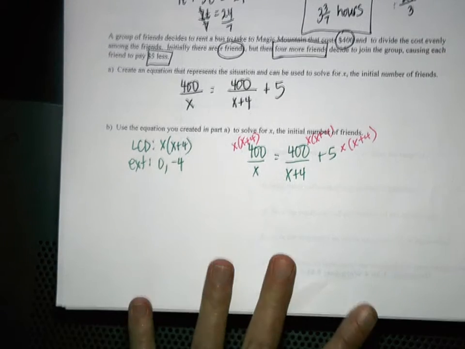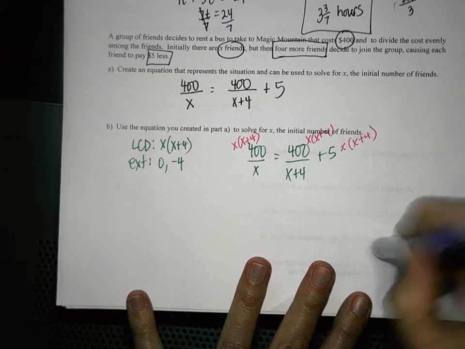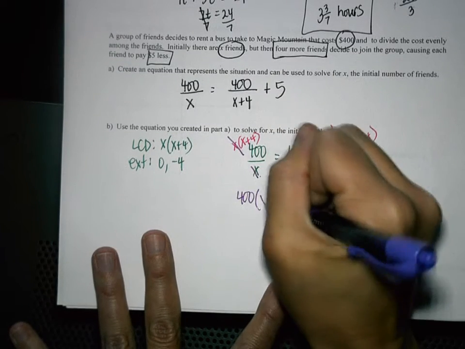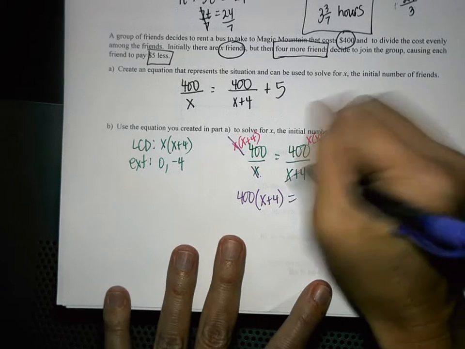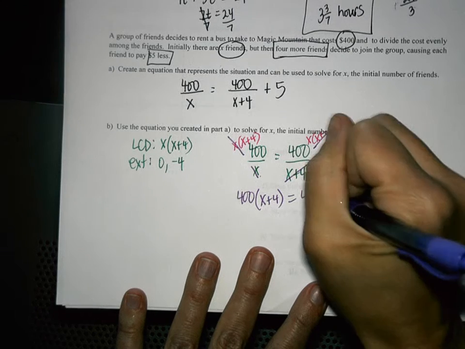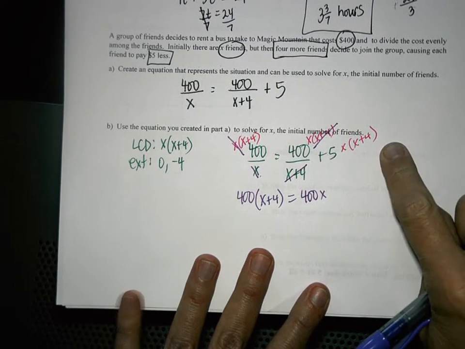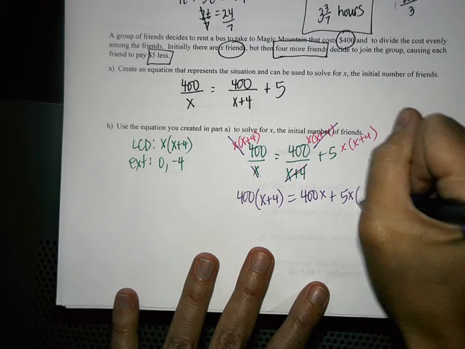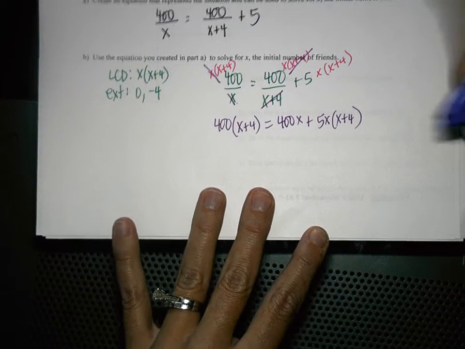Okay, so on the first fraction, what happens? X is eliminated, and I'm just going to write this as 400 times X plus 4 equals. The next one, X plus 4 cancels, and I'm left with 400X. Good. Can anything cancel here? No, because I don't even have a denominator. So I write that as 5x times x plus 4. Are there any questions up to this step?